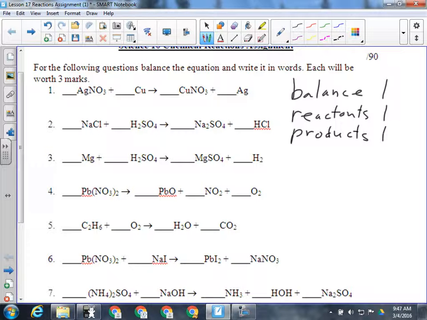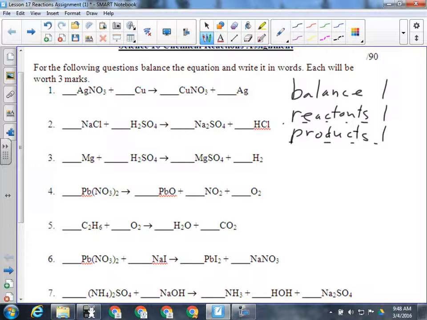1 mark. So really, guys, I'm not just assessing your ability to do reaction stuff. I'm also assessing, can you still name and write formulas properly? So that's what I'm testing here. Naming, writing the reactants' names correctly, writing the products' names correctly. 3 marks each. You don't have to state the reaction type for the first 10. You will for the second 10.